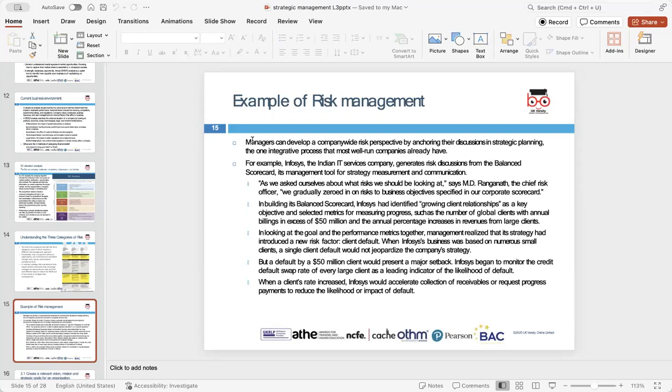By aligning risk management with strategic objectives, companies can identify and manage risks more effectively, ensuring that their growth strategies are resilient to potential challenges.